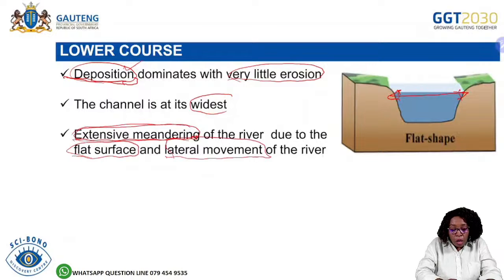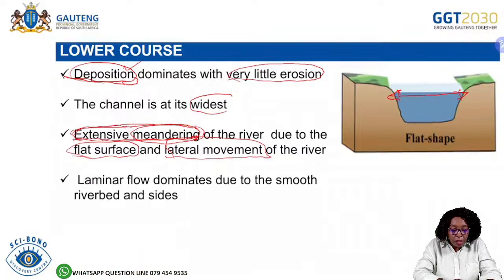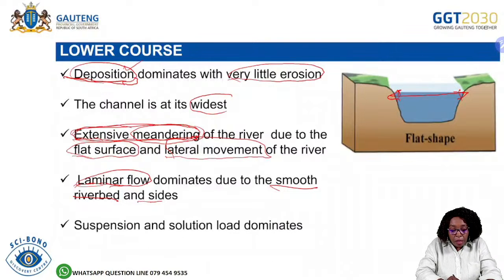So we cannot rule out meandering taking place in the middle course. But here now, the comparison that we're bringing in is that it becomes more extensive. Then for the river discharge type of flow, we can identify that there is laminar flow which dominates due to the smooth riverbed. The sides of the river are the ones that are influencing the laminar flow there. So the river is flowing over a smoother riverbed.